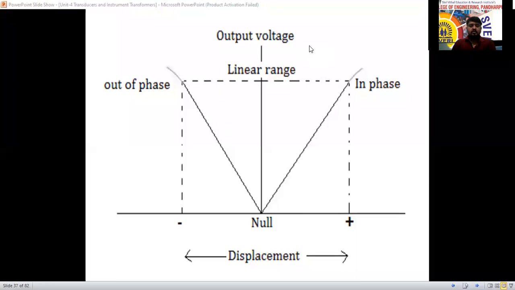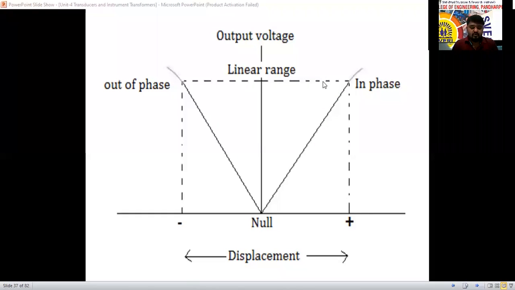Okay, is it audible? Yes, sir. Screen is visible. Is the screen visible? Yes, sir.